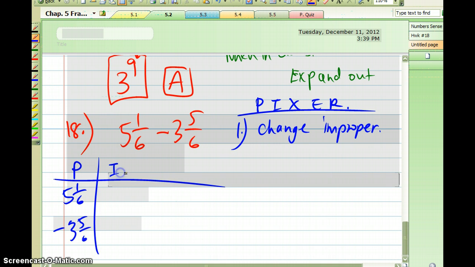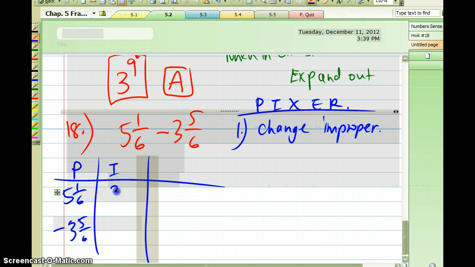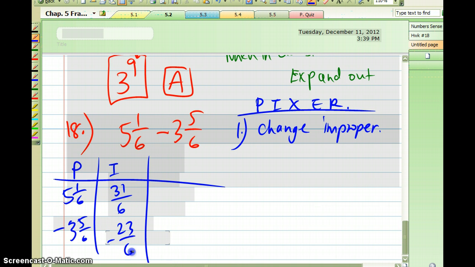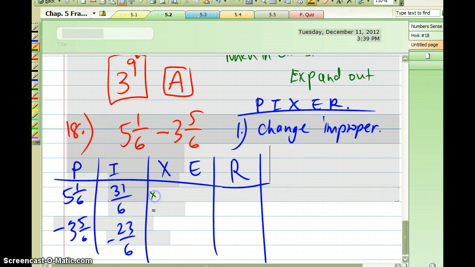Okay, I is to change them into improper. So I get 31 over 6. Over here I get 23 over 6. Okay, X and E means I am finding the common denominator. Some of us like to put those together and not put a line. That's fine. X and E means what I multiply to get a common denominator. Now they are already common, so I don't really need to even do this step. So I can skip it, okay, and then go straight here to R, which is to reduce.